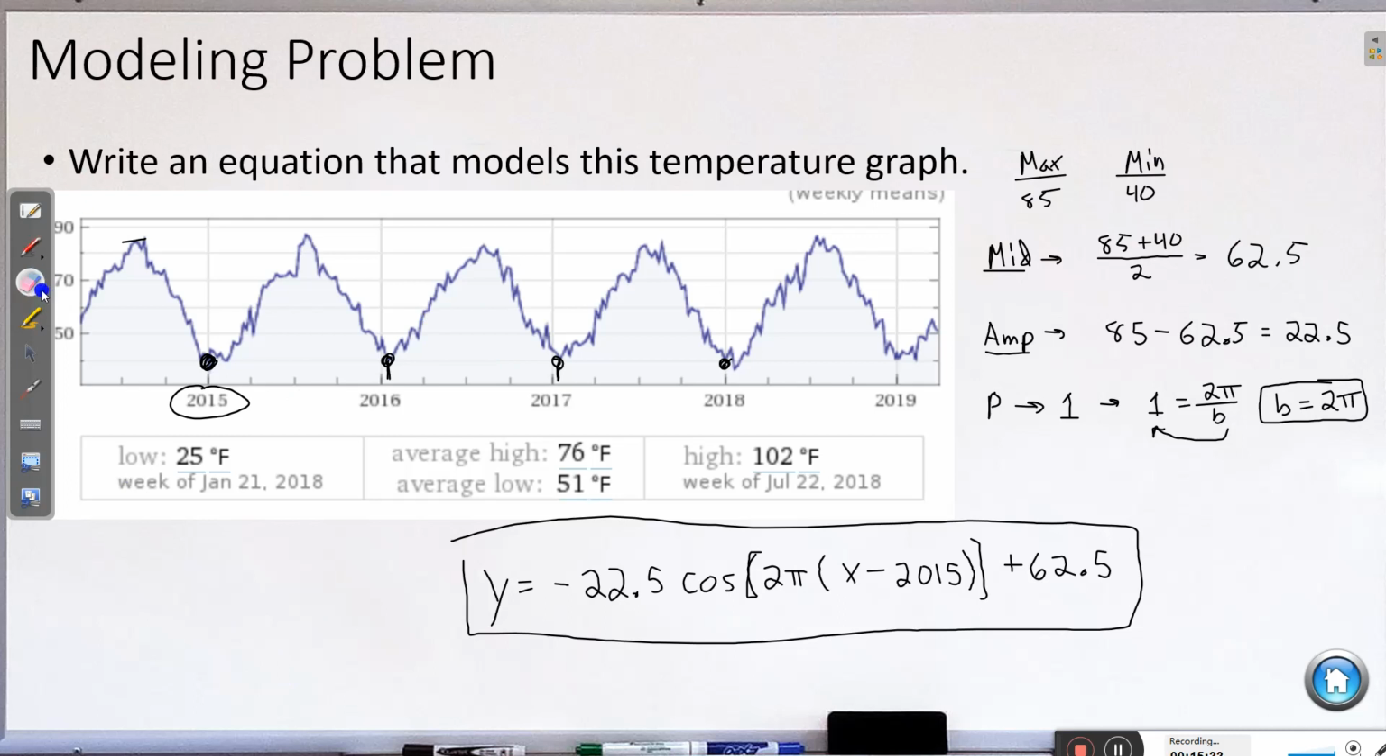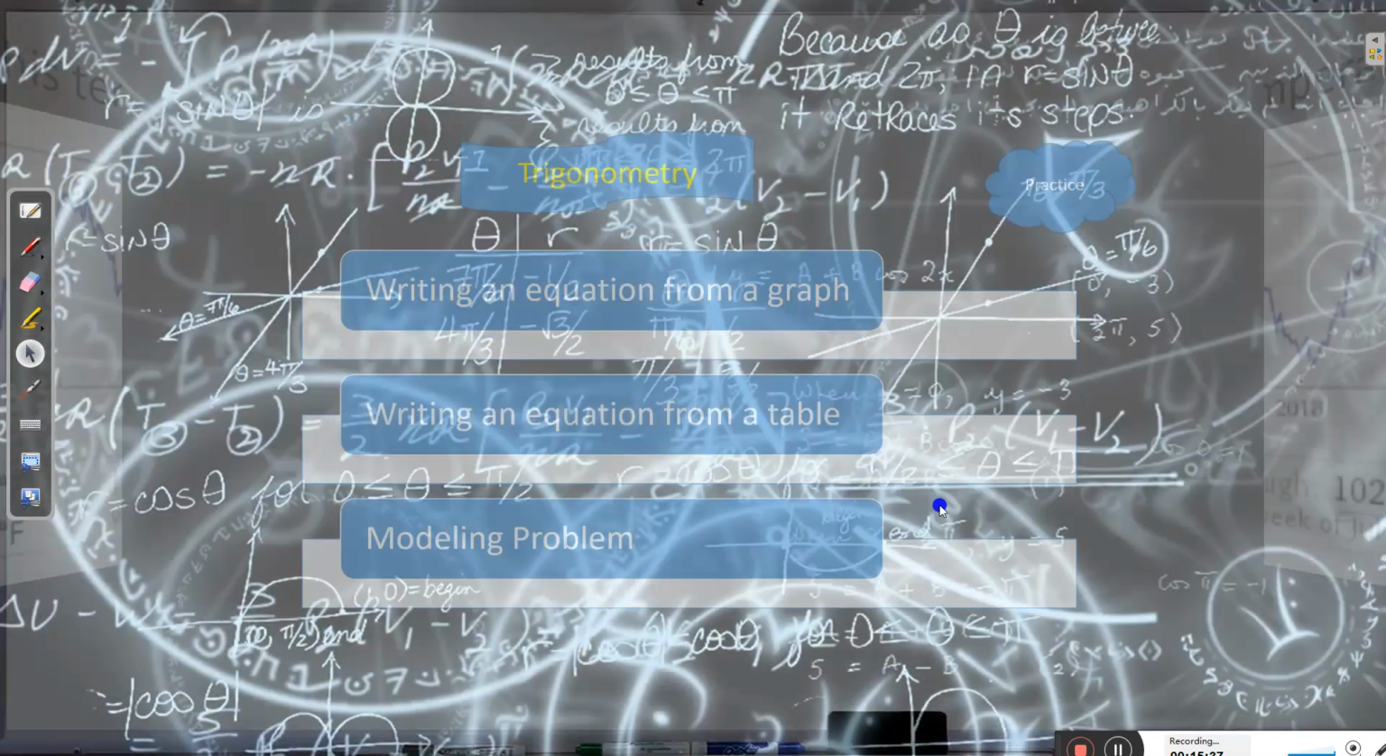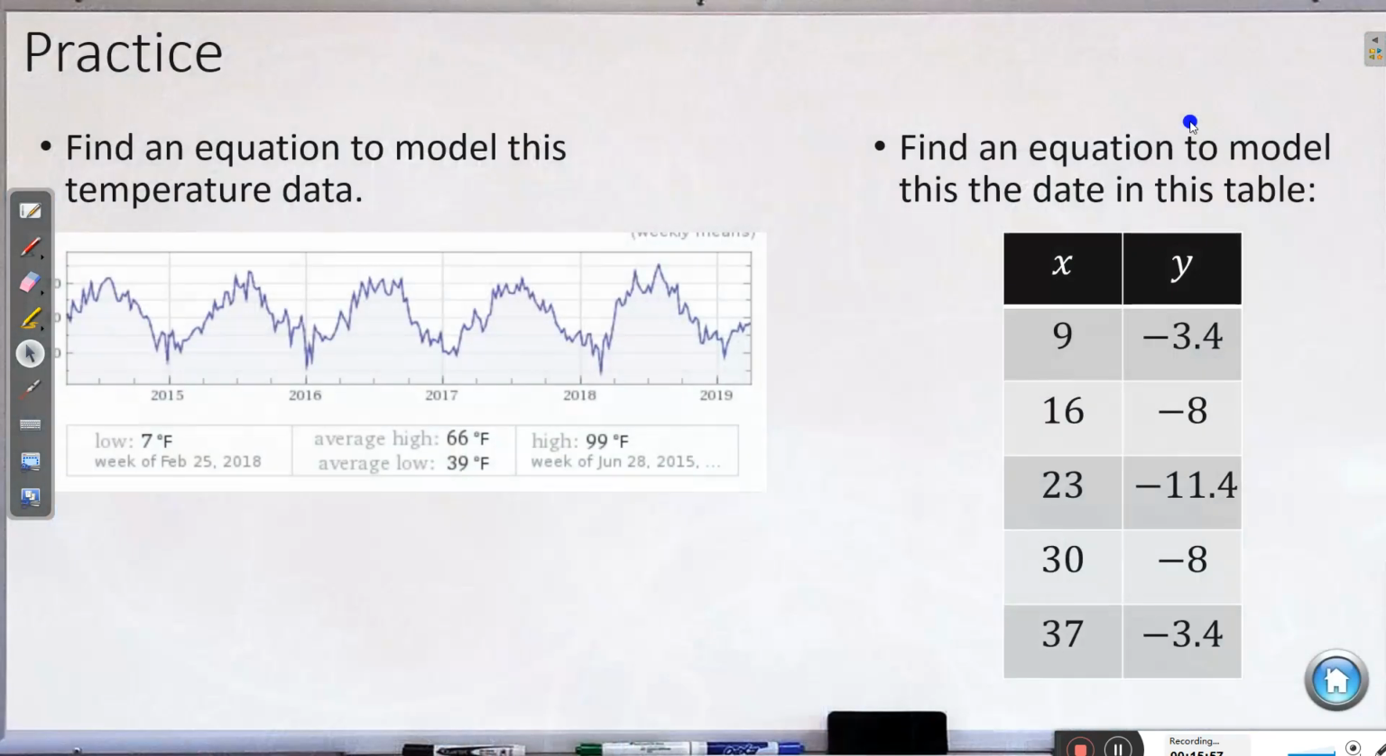All right, so we've been writing lots of equations here. Again, we did it in 3 different ways. From a graph, you still have to identify the amplitude, period, midline, phase shift. From a table, you still have to identify amplitude, period, midline, phase shift. And the same thing from a modeling problem. You need all 4 of those characteristics. All right, here's one for you to try. Good luck.